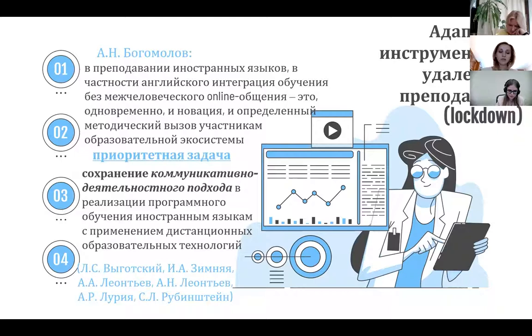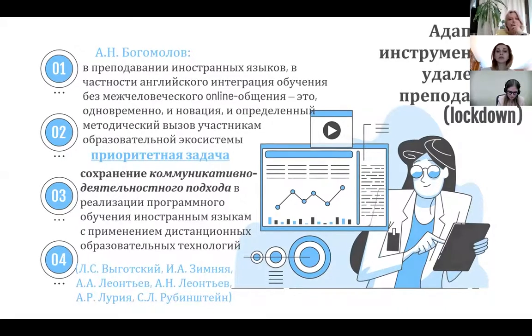It is extremely important that foreign language studies based on the communicational conception be implemented. We cannot simply integrate it into online. It is an innovation and a challenge for a professor. Today, the priority of professors is to maintain the communicative approach and to realize this thesis.